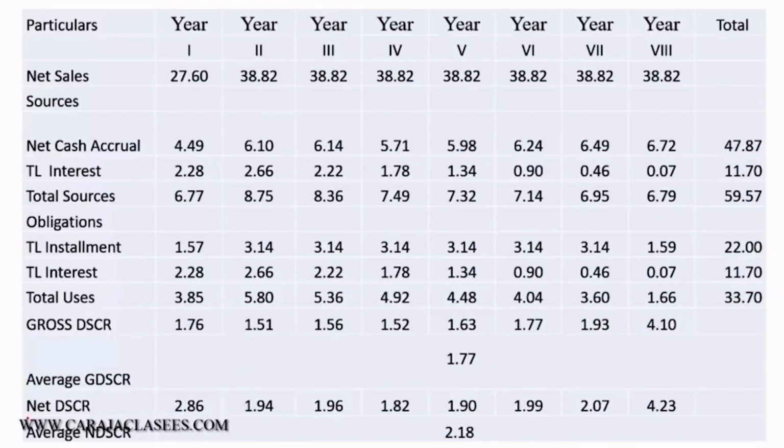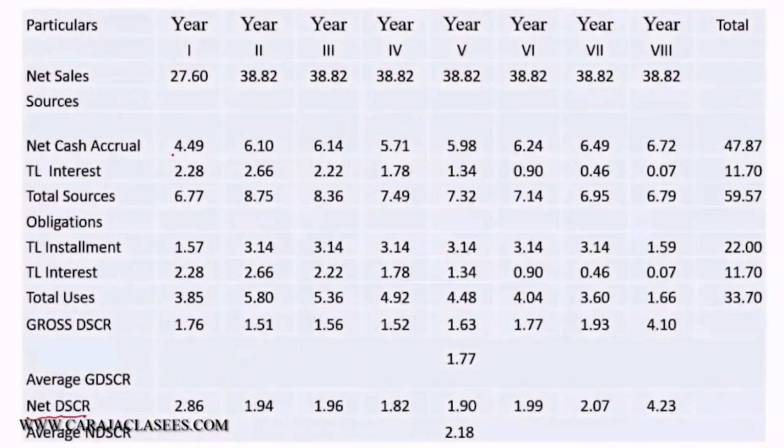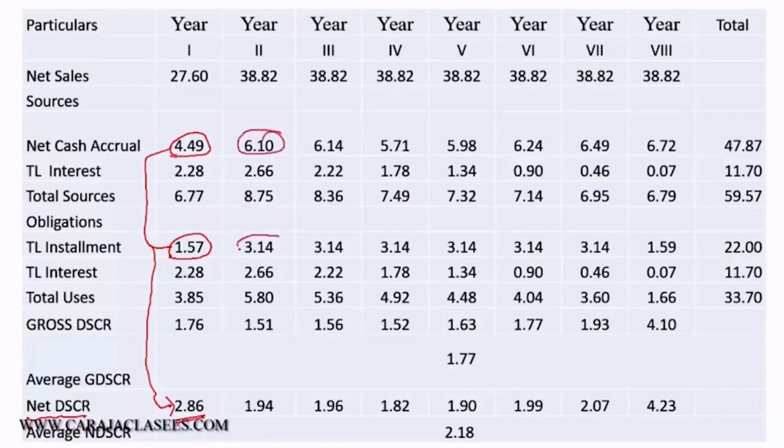Then comes net DSCR. Net DSCR, as I already said, is going to focus only on principal repayment. That's why you are going to take only the cash accruals before adding the interest on term loan, and that is compared only with principal repayment. Look here, this is your cash accrual 4.49 and this is your principal repayment 1.57. 4.49 divided by 1.57 is giving you 2.86. This is your net debt service coverage ratio. 6.10 divided by 3.14 will give you 1.94.